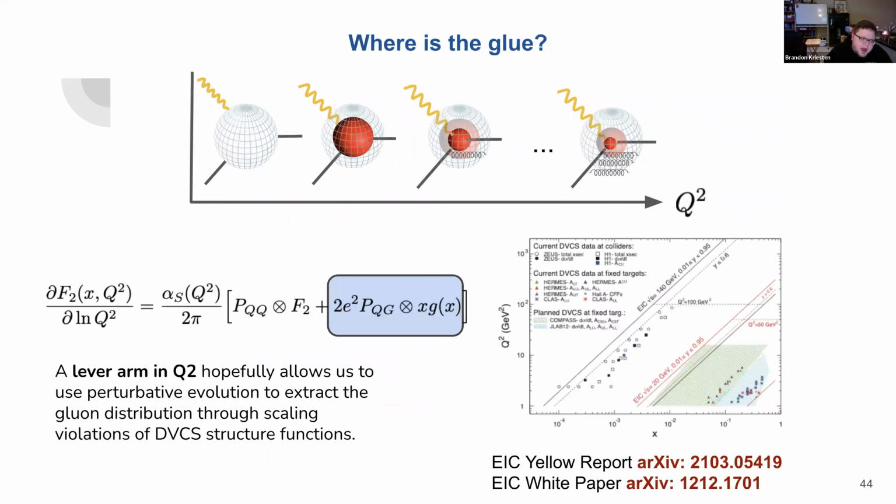And of course, one can ask, where's the glue? One can think of using a lever arm at the EIC to extract the gluon distribution through perturbative evolution from scaling violations in these DVCS structure functions. This is also interesting to think about, because you can see the gluon distribution directly enters these DGLAP evolution equations, the Gribov-Lipatov-Altarelli-Parisi equations. So one can think about looking at these as well for extracting gluon distributions.